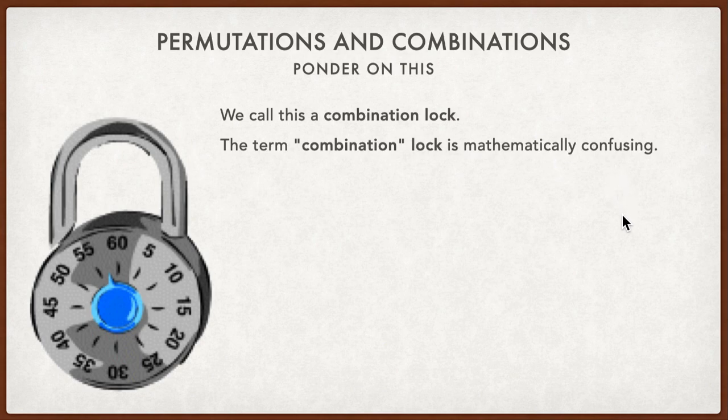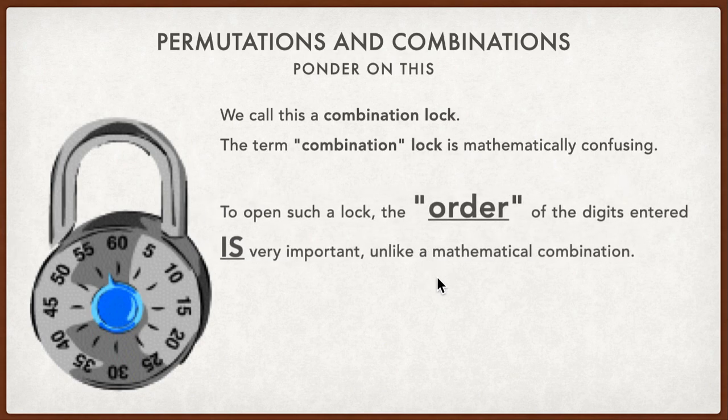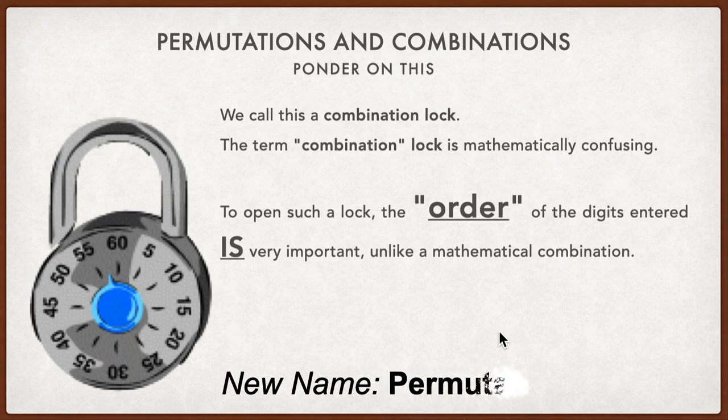To open such a lock, order is important. Again, 5, 10, 15. When you unlock this, you need to click on 5 first, and then 10, and then 15. So the order of the digits is very important, unlike the combination in math. Combinations don't care about the order. Now we will baptize this thing and call it the permutation lock.